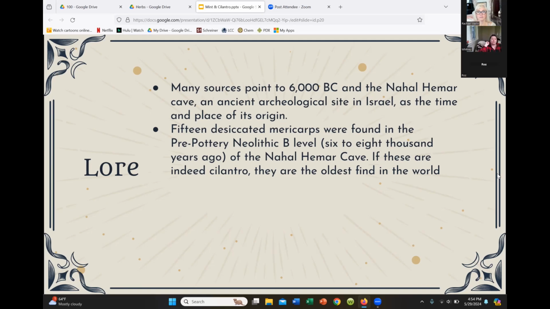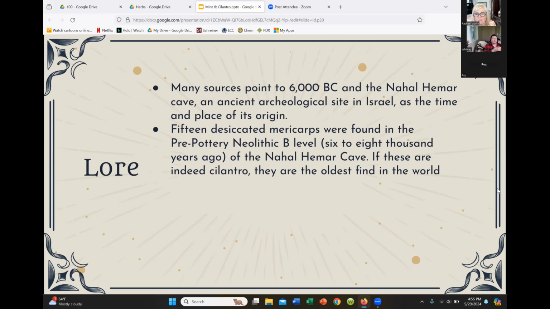And so there were 15 mericarps, which I had to look up, but it's essentially when a seed breaks open and a new plant spits out. So 15 of these were found in these caves, and the dating is about 6 to 8,000 years ago. We don't know for sure what plant this is, but it's highly likely that it's cilantro.